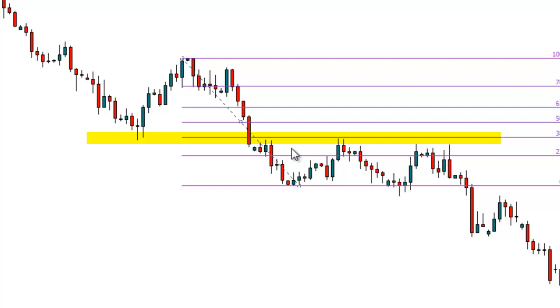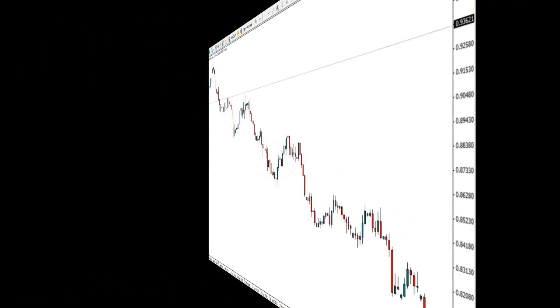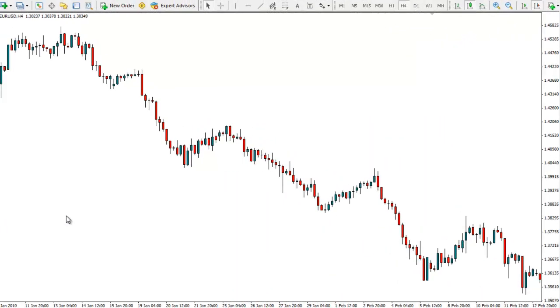What I'm going to show you now is let's move over to a different chart and see if we can see these on a different chart. So this was the dollar franc on a daily basis. Let's now jump across and look at the euro dollar on a 4-hour basis. So this is the euro dollar on a 4-hour basis.